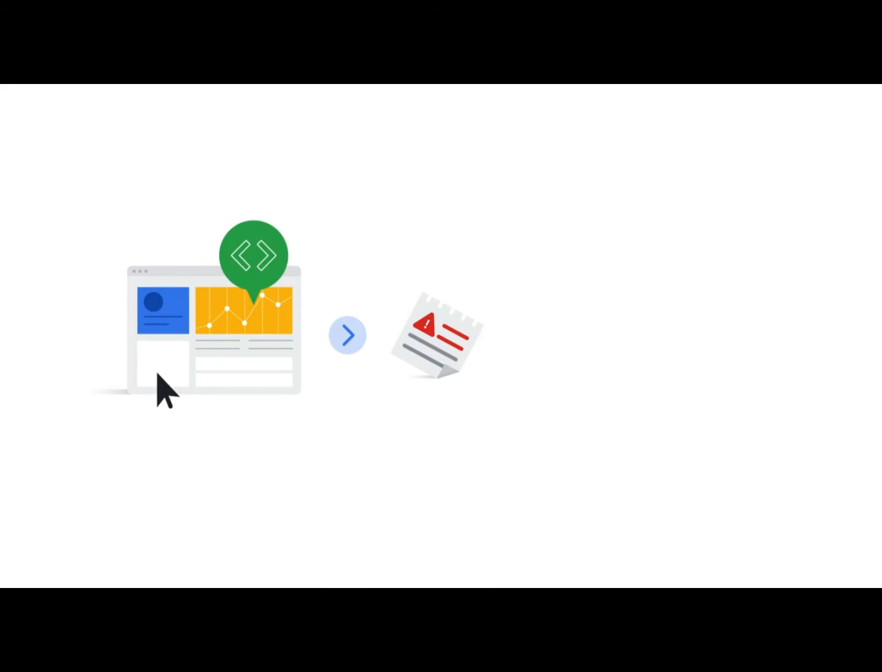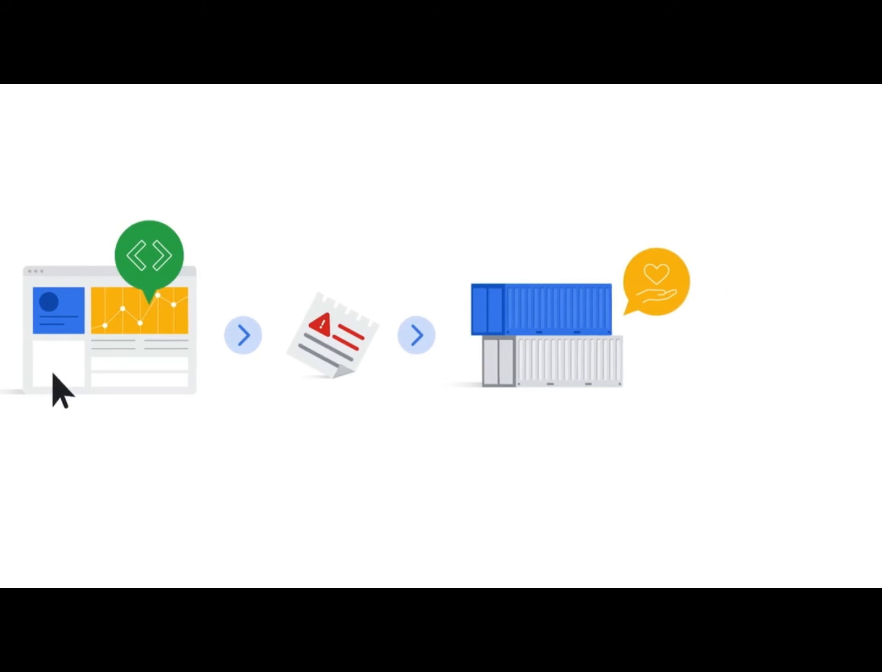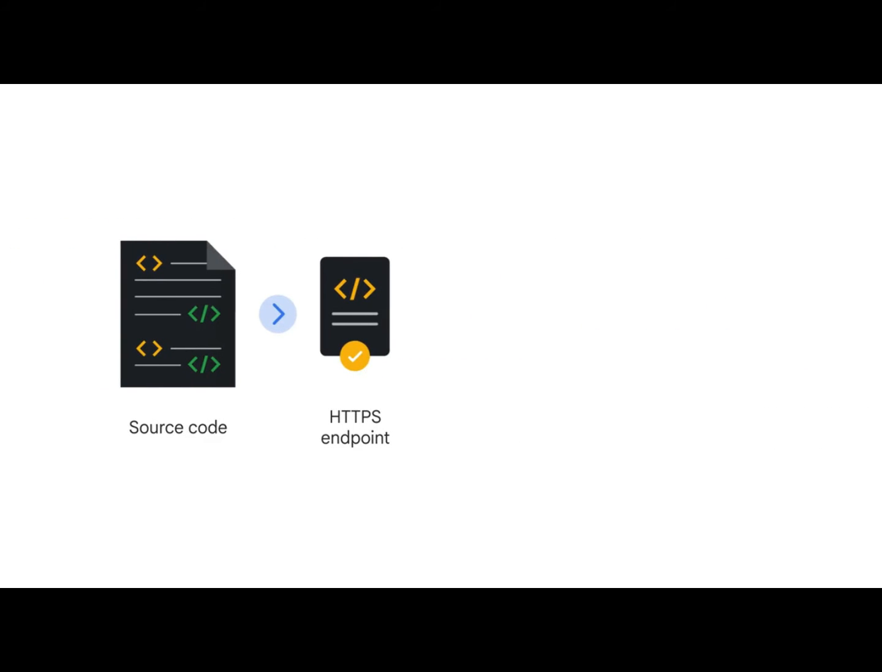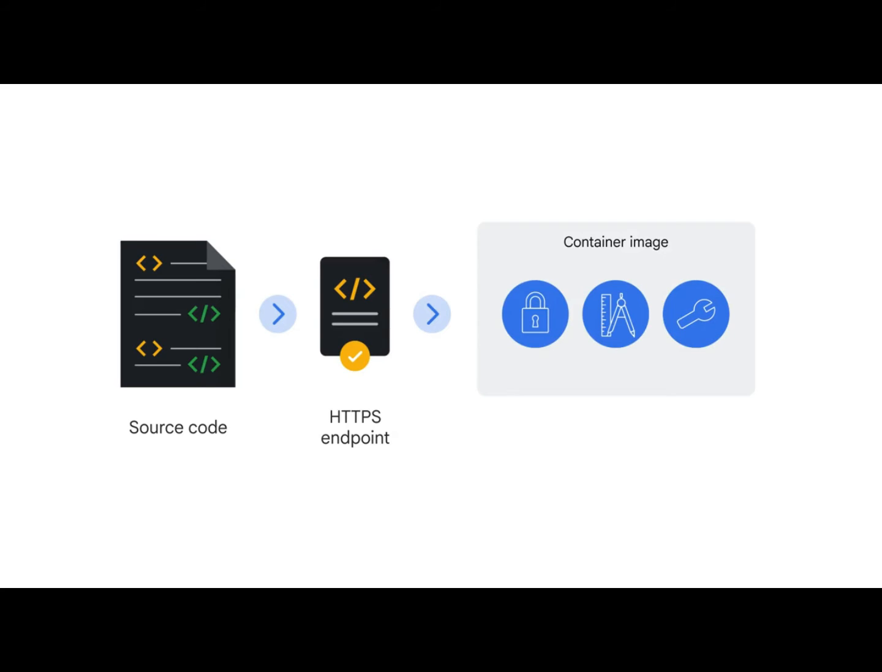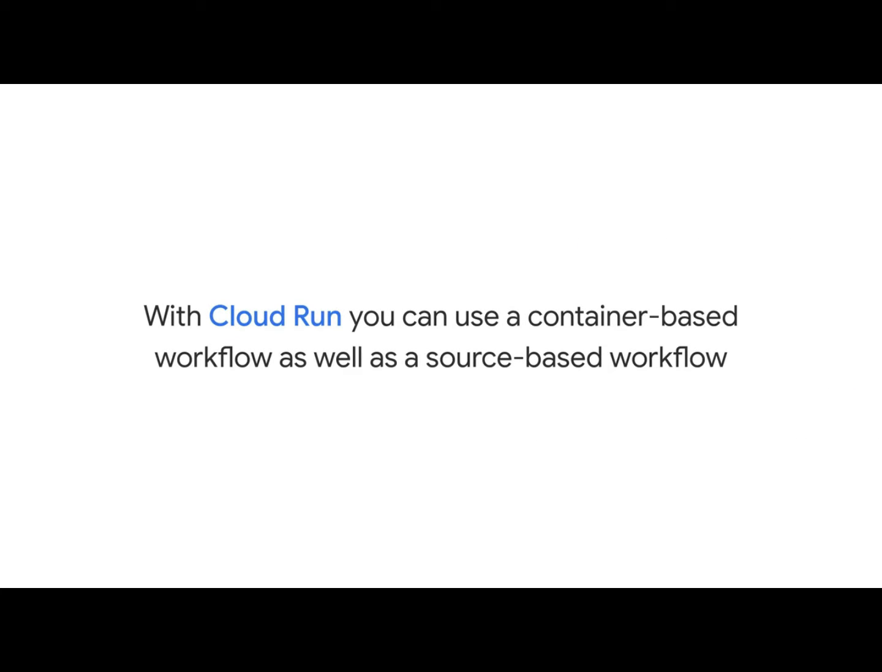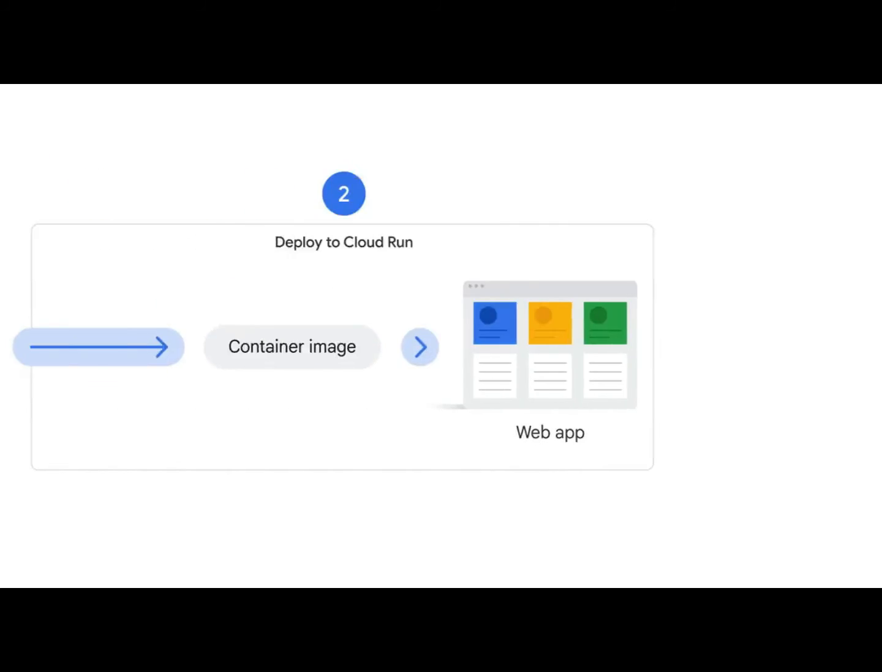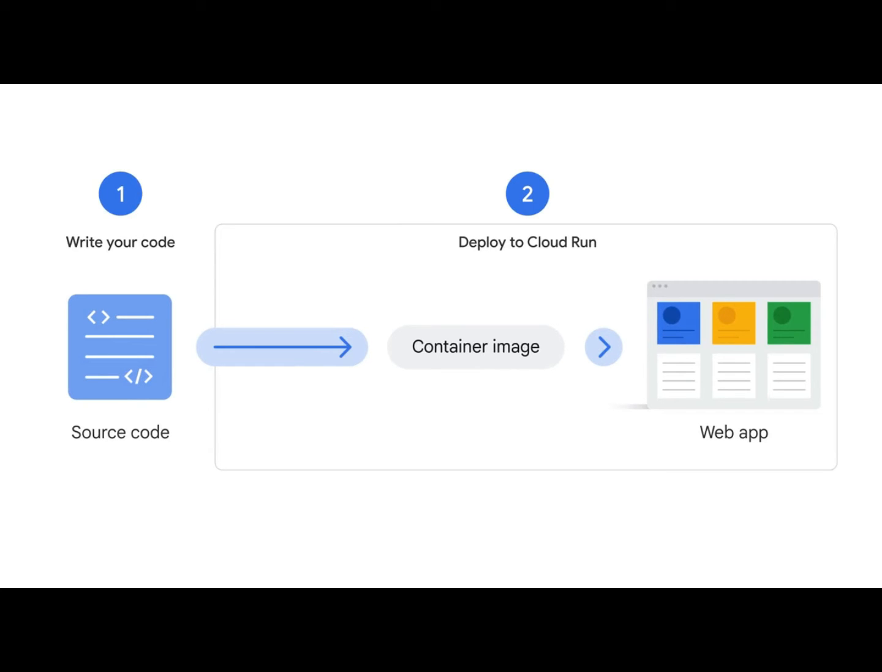However, building an application is hard enough already, let alone having to think about containerization and the responsibilities that come with that. Sometimes you're just looking for a way to turn source code into an HTTPS endpoint, and you want your vendor to make sure your container image is secure, well-configured, and built in a consistent way. With Cloud Run, you can do both. You can use a container-based workflow as well as a source-based workflow. If you use the source-based approach, you'll deploy your source code instead of a container image. Cloud Run then builds your source and packages the application into a container image for you. Cloud Run does this using BuildPacks, an open-source project.